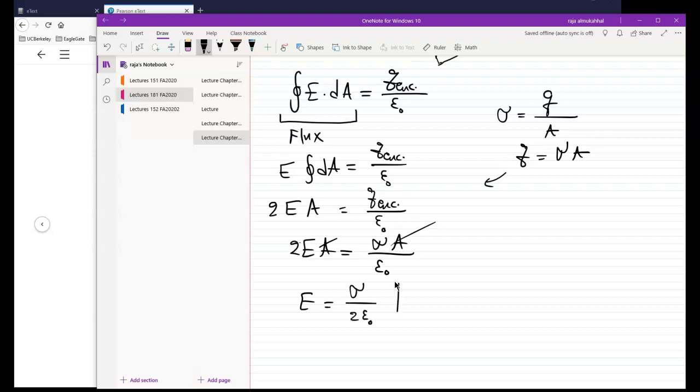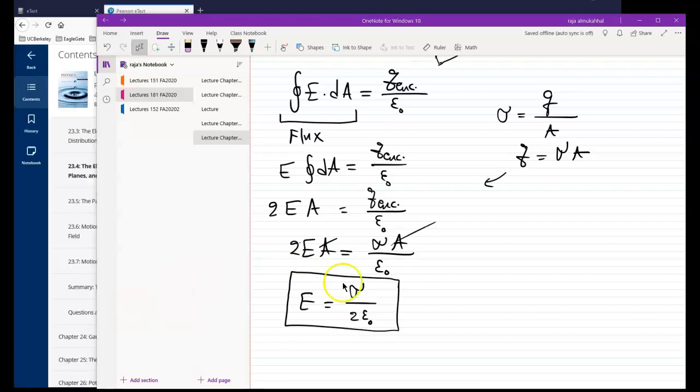And this is the famous formula for the electric field due to a charged sheet, or a charged infinite sheet. Again, I believe I talked to you about it when we covered the previous chapter. Let me show you the example that I talked about.